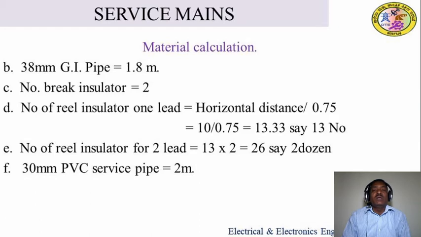Next we require 2 wires now. So therefore, the number of reel insulators for 2 leads is 13 into 2, which gives 26, or simply we can say 2 dozen. Why? It is available in the market in dozens. So therefore you have to consider 2 dozen.